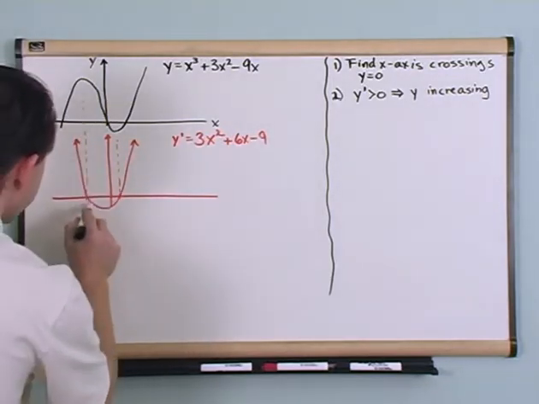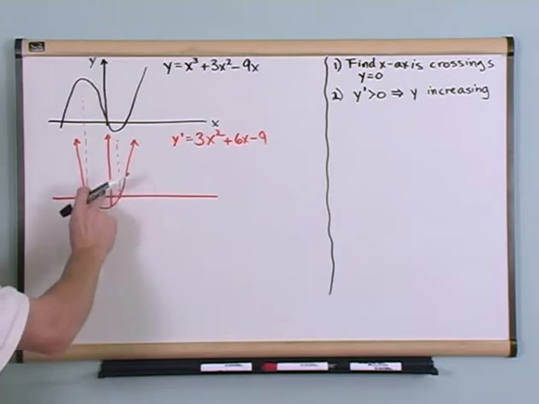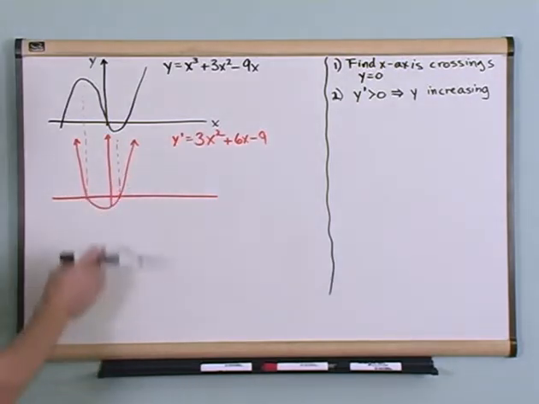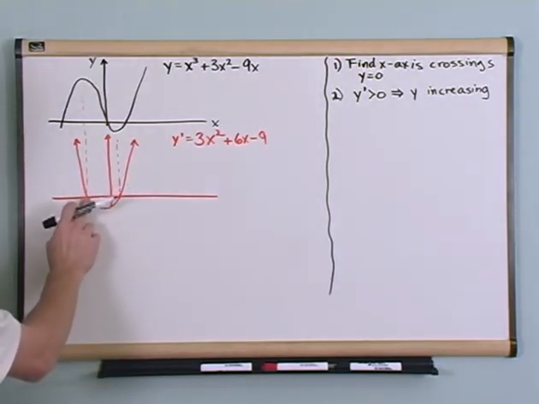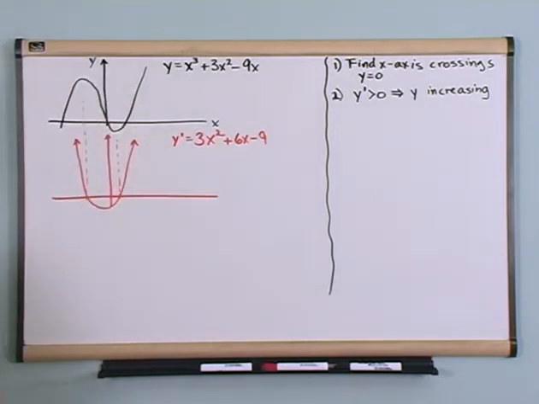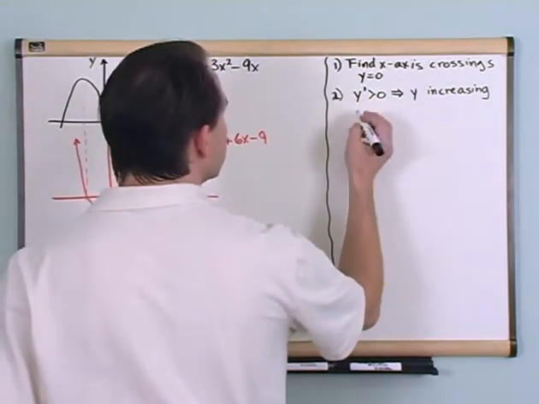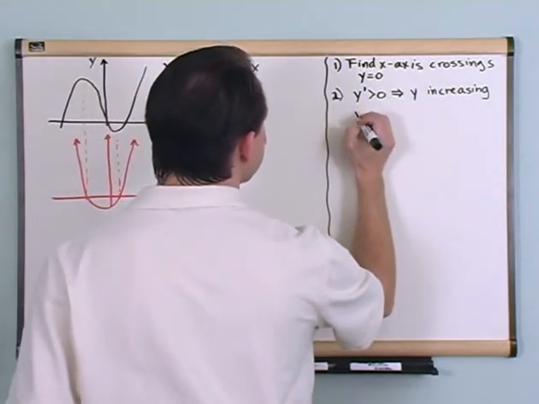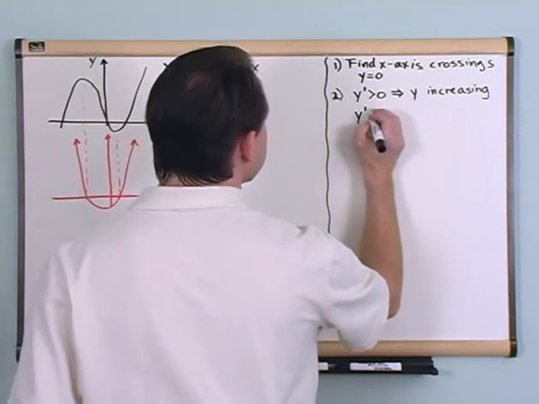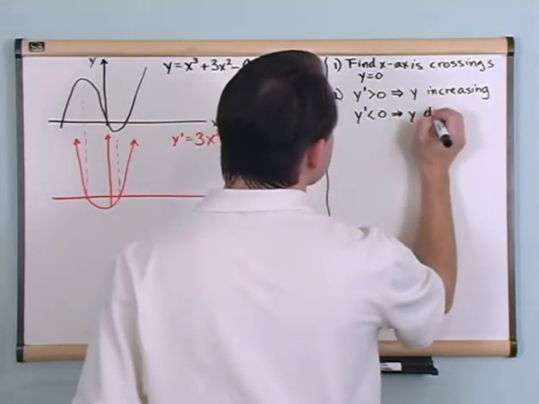Now look at our graph here. In this region right in here, the slope, which is the derivative, what we're plotting here, is less than 0. It's below the y equals 0 axis. So the slope is negative everywhere from here to here, and that represents the fact that this function is decreasing in that region. So what you can learn from that is if the derivative is less than 0, then y is decreasing.